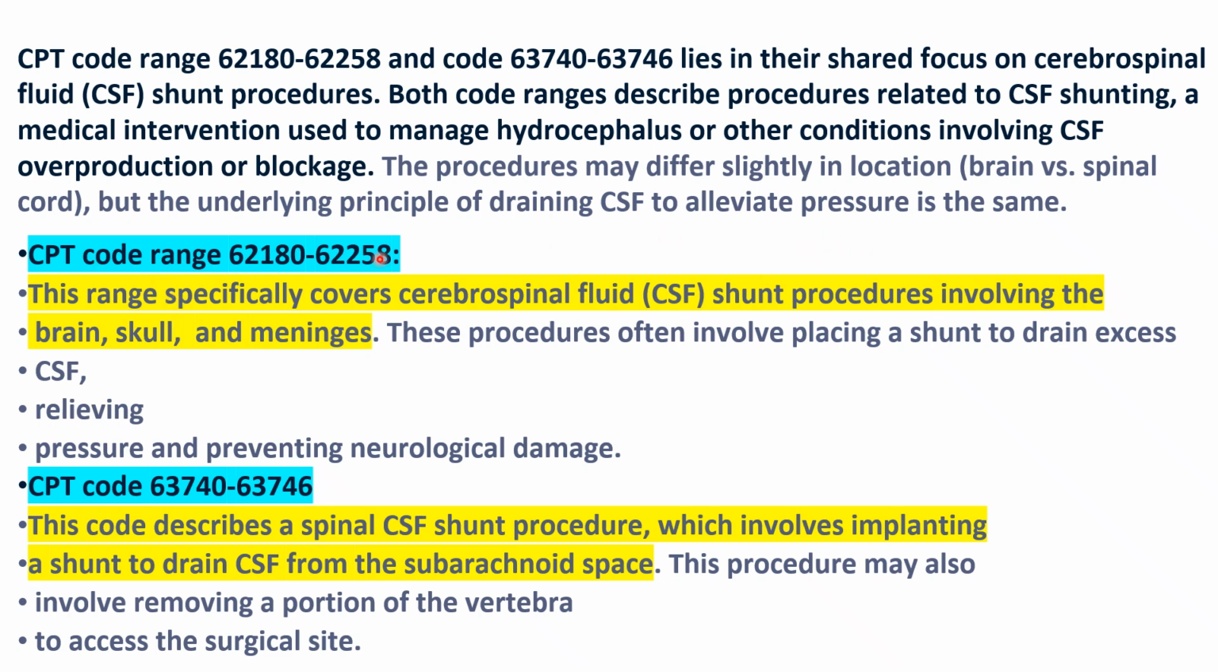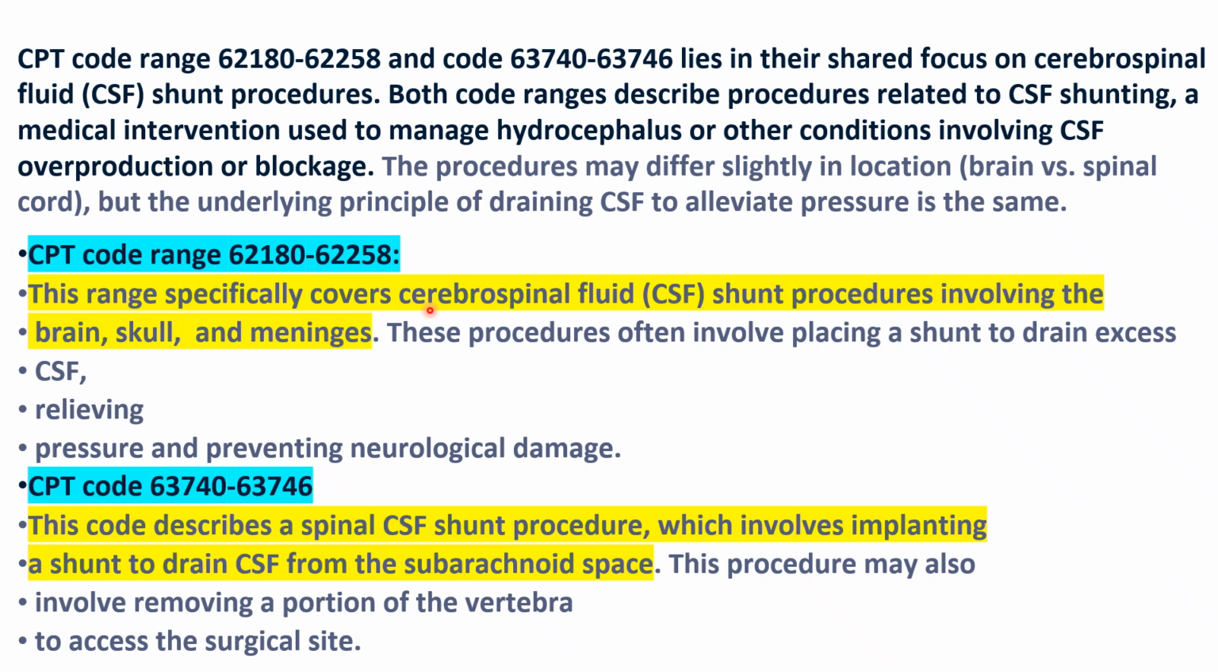Now these codes are for the cerebrospinal fluid shunt procedure involving the brain, skull and meninges. And if you see these codes, they are for implanting the shunt to drain the CSF from the subarachnoid spaces. That's the only difference. Okay, so pay attention to that: what is the code range and from where the CSF has been drained.